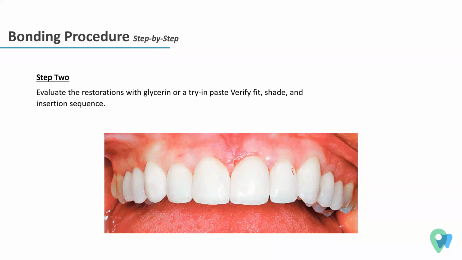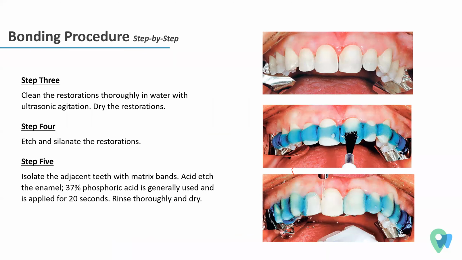Step 2. Evaluate the restorations with glycerin or a try-in paste. Verify fit, shape, and the insertion sequence. Step 3. Clean the restorations thoroughly in water with ultrasonic agitation. Dry the restorations. Step 4. Etch and silanate the restorations.